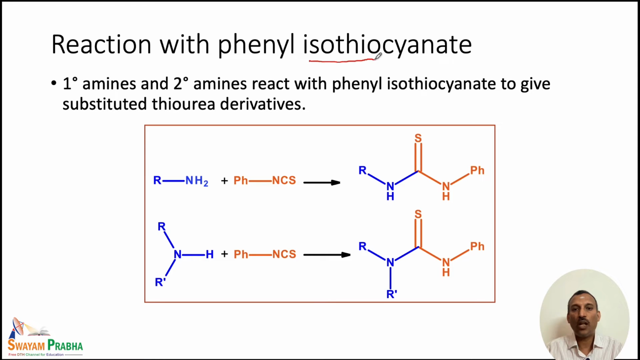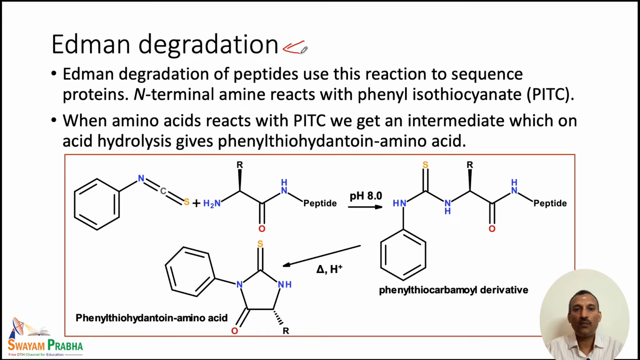Instead of isocyanate, if we use isothiocyanate, that means as shown here, instead of NCO, the oxygen is replaced by sulfur, we end up with phenyl isothiocyanate. When the phenyl isothiocyanate reacts with a primary amine or a secondary amine, we get the corresponding thiourea derivative, which is very similar to the urea derivative. So, this is another reaction where one of the hydrogen atoms from the amino group is replaced by another unit. This reaction is very crucial.